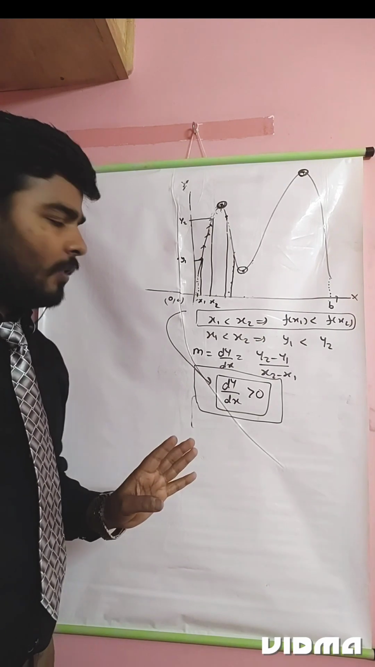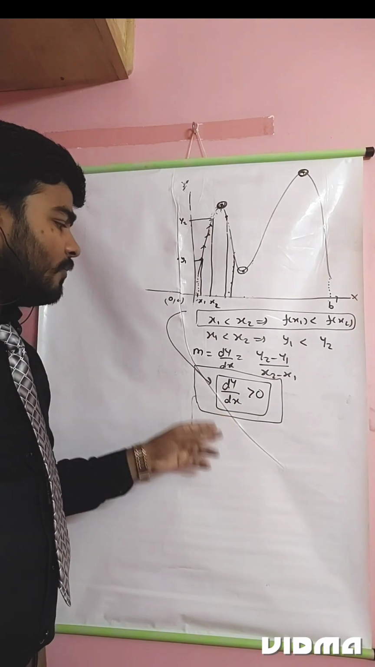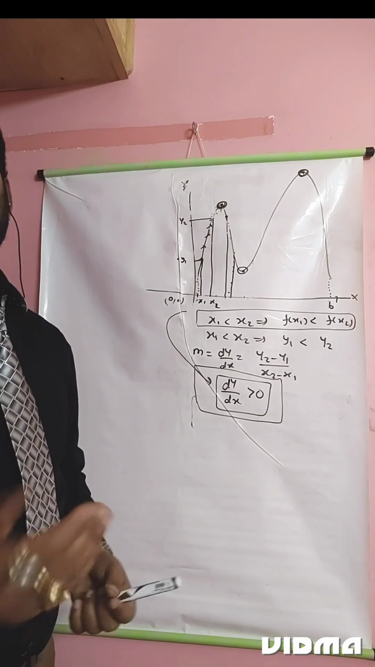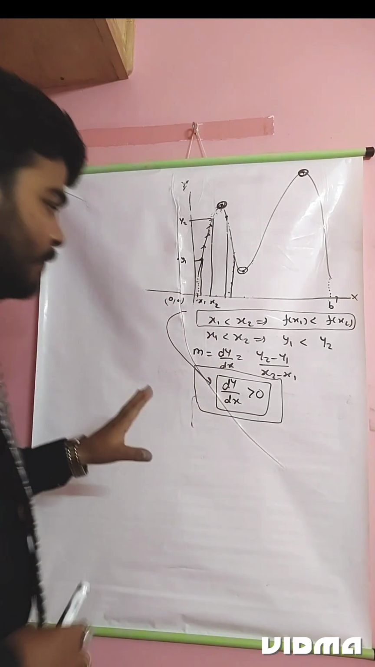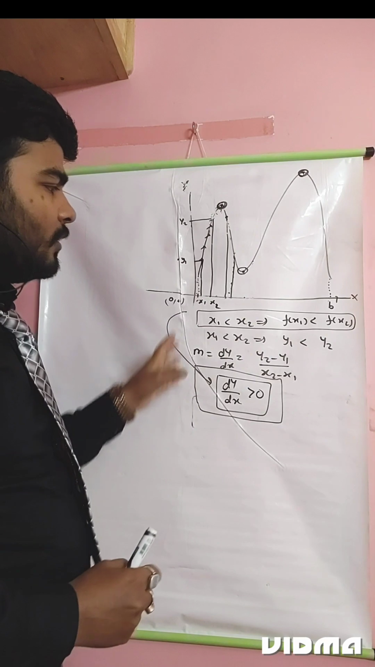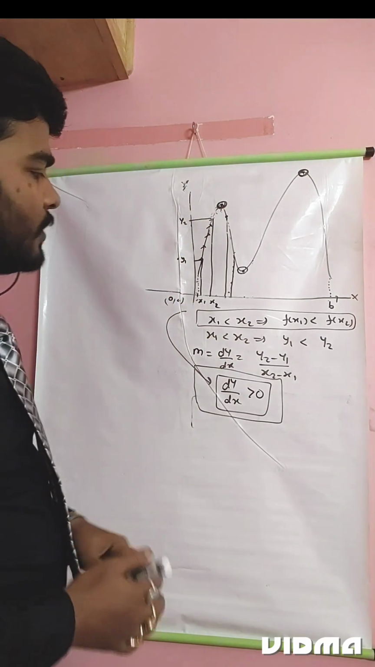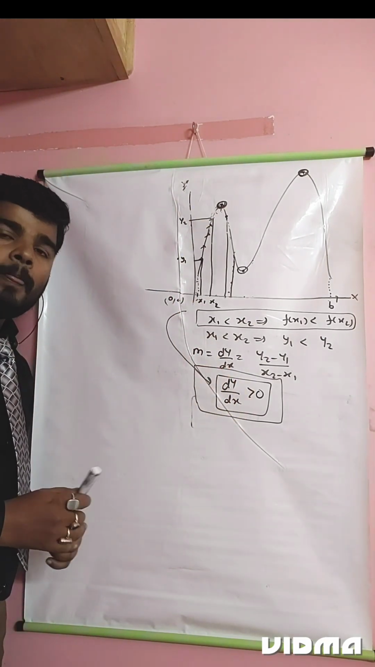Okay. So I think there is no doubt about it. Okay, why is dy by dx greater than 0 for an increasing function? Listen to me carefully. These are the basics for clearing all the questions for JEE Mains and Advanced.